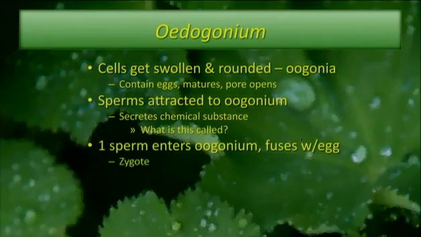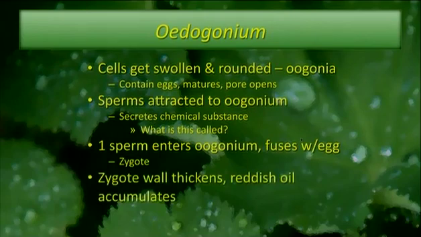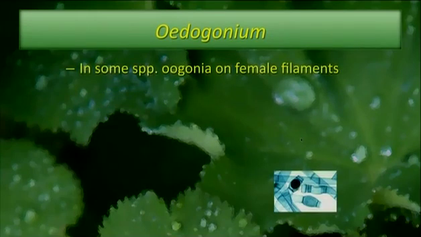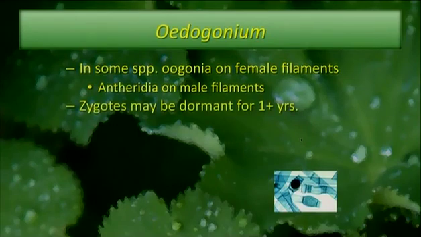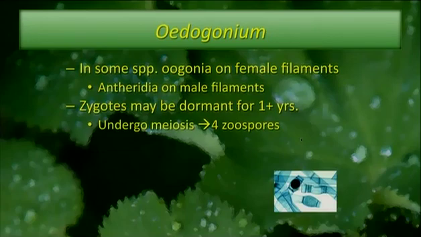So then one sperm enters the oogonium and fuses with the egg, forms a zygote. The zygote wall thickens and a reddish oil accumulates. Now in Oedogonium, in some species, the oogonia are on female filaments only. The antheridia, or the male structures, are on male filaments only. So the zygotes can be dormant for more than 1 year. Then they undergo meiosis to form 4 zoospores. Each becomes a new filament.